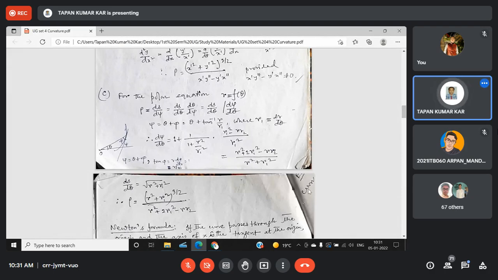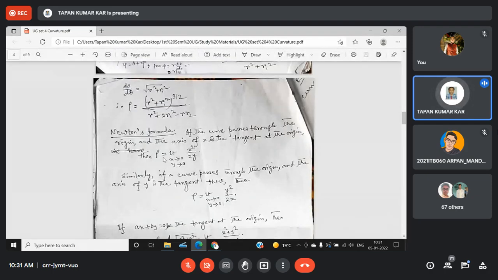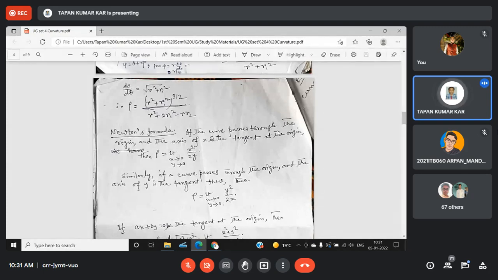And one more formula that is very simple, known as Newton's formula. Newton's formula is only applicable if the curve passes through the origin. Then only you can use Newton's formula, but it is very simple. Why simple? Look at this. If the curve passes through the origin and the axis of x is the tangent at the origin, then rho equal to the limit as x tends to 0, y tends to 0, of x square by 2y.